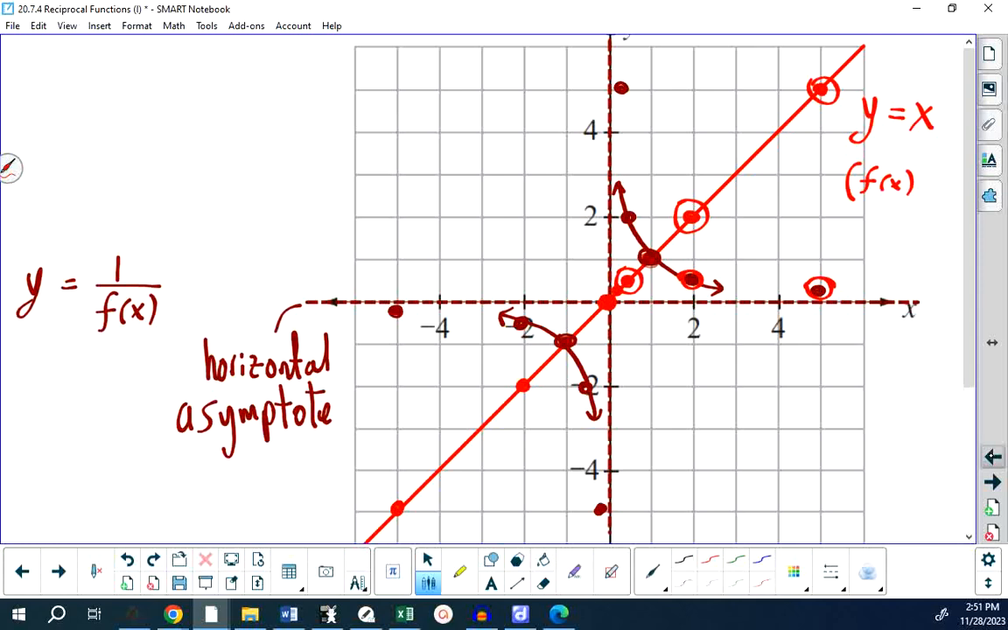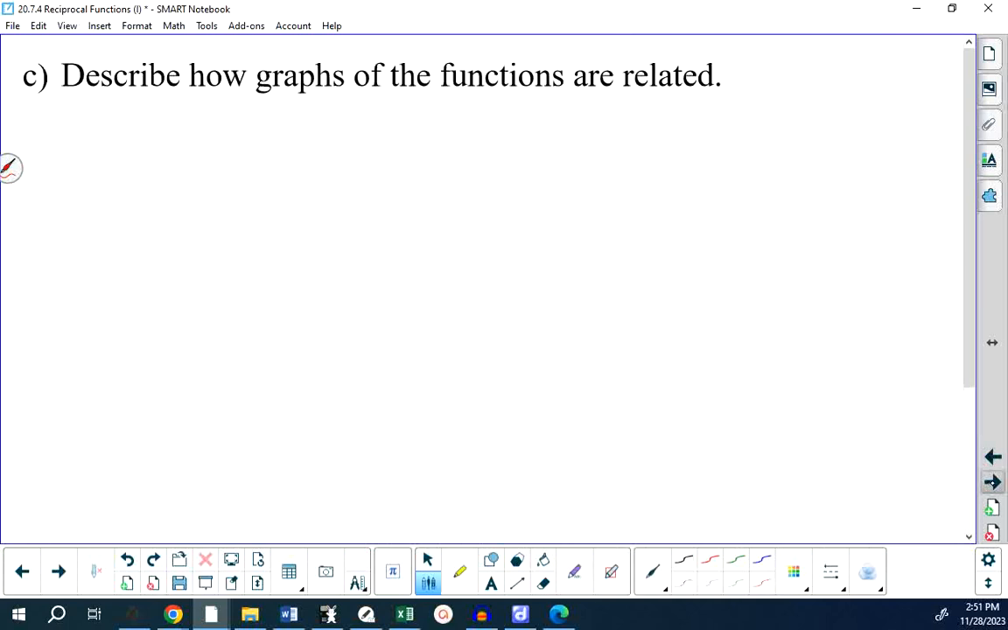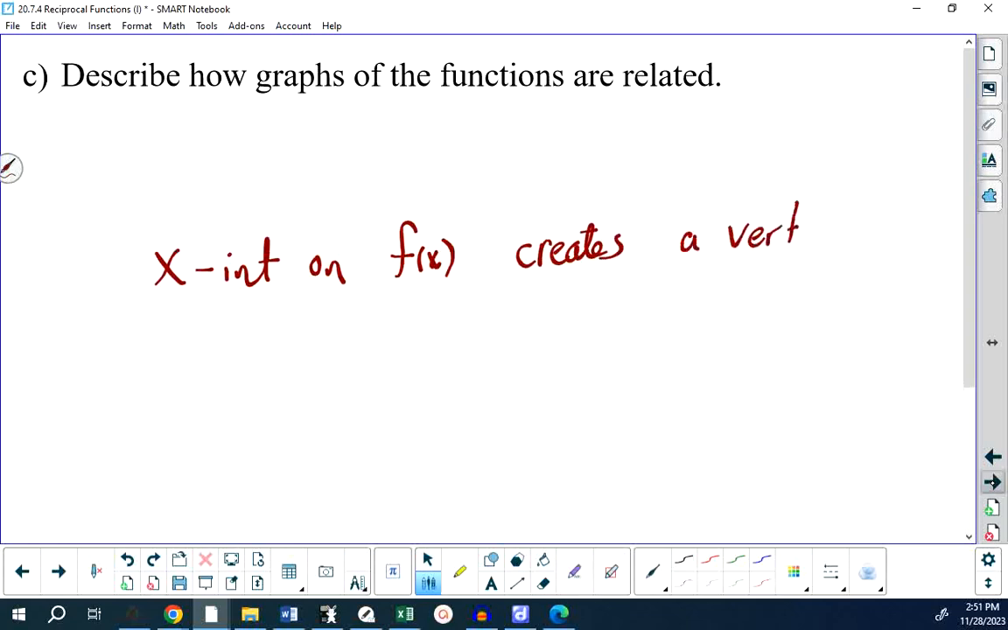So, because the y coordinate here is 0, what's the reciprocal of 0? Not allowed. So you get an asymptote there. So one of the things you need to make a note of is an x-intercept on f of x creates a vertical asymptote on the reciprocal function.